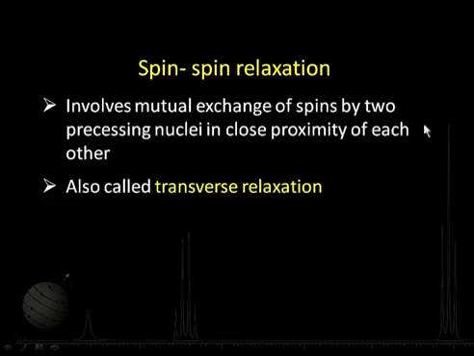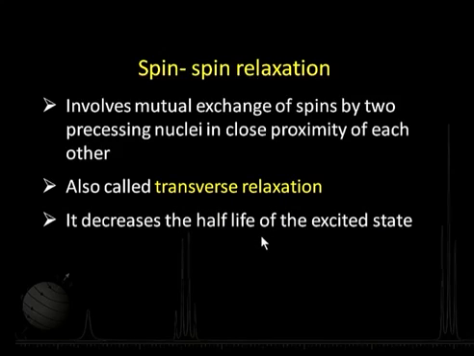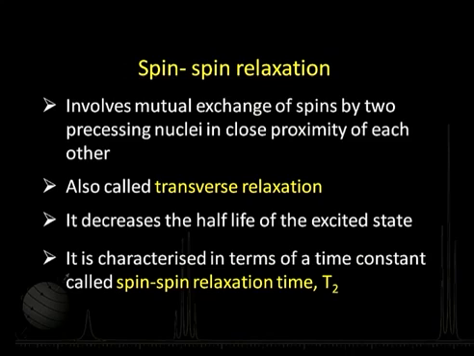That is called spin-spin relaxation, also referred to as transverse relaxation, and this basically decreases the half-life of the excited state, because if the spin which has got excited gives energy to someone else and comes down, the lifetime spent over there decreases. That is a consequence of spin-spin relaxation, and this is characterized by the spin-spin relaxation time T2. Spin-lattice relaxation time is called T1, and spin-spin relaxation time is called T2.